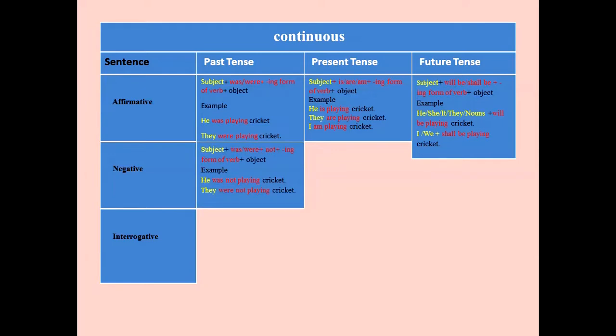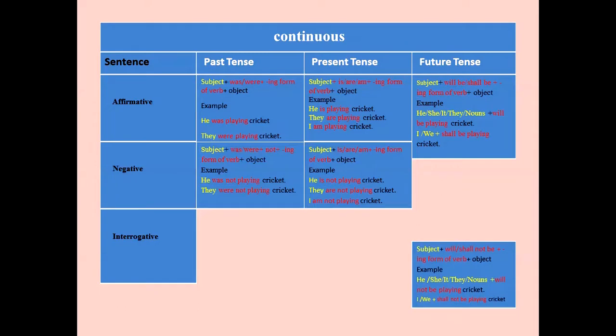To change the sentences into negative, you have to add not between the helping verb and the verb. You see, we have added not between was playing, and it has become he was not playing cricket, and they were not playing cricket. In present, we have added not after is, are and am, and they have become the negative sentences. The same sentences, he is playing cricket has become he is not playing cricket, they are playing cricket has become they are not playing cricket, and I am playing cricket has become I am not playing cricket.